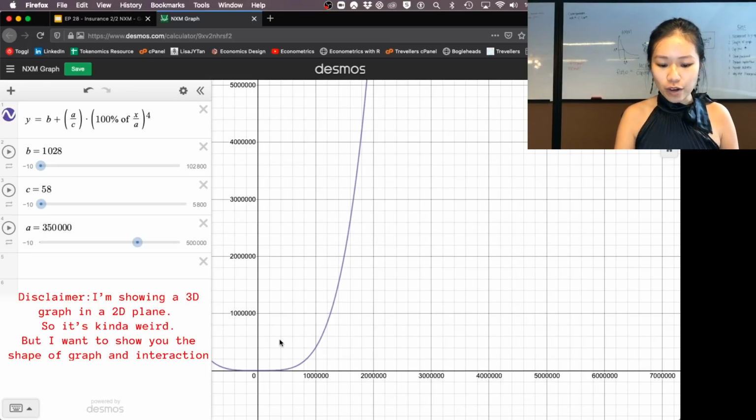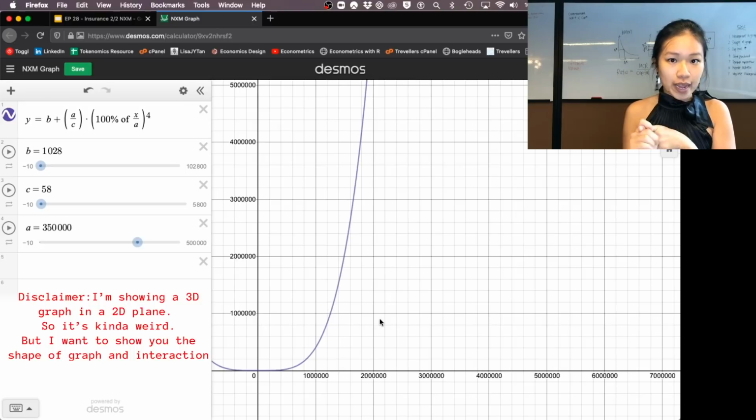What I'm graphing over here, technically the entire model of Nexus Mutual is a 3D graph, because we have 3 variables. The first variable is your token price, the second variable is the MCR, and the third variable is total capital pool. Now I'm just going to assume that the MCR is fixed. So we're going to take a snapshot in time right now. Things are fixed. And what happens when the capital pool increases?